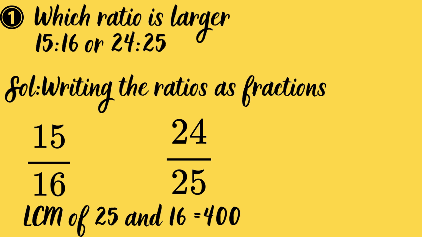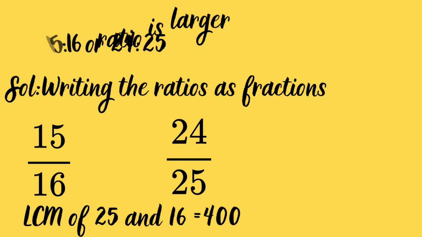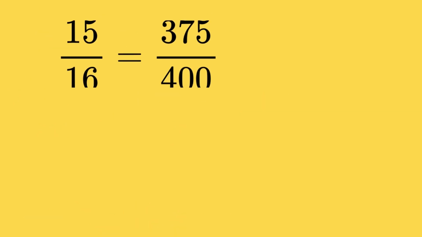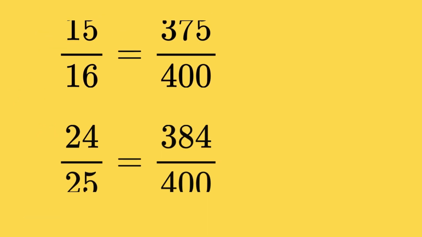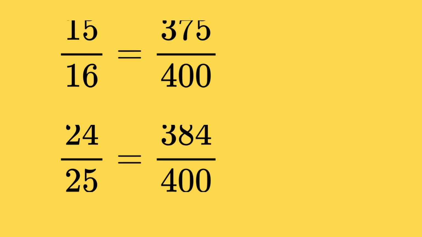Now let's take the LCM of the denominators, 16 and 25. So the LCM is 400. Now both the fractions have to be converted into equivalent fractions with denominator 400. Therefore, to convert 16 into 400, we have to multiply 16 by 25. Since we have to make them equivalent fractions, the numerator also has to be multiplied by 25. Therefore, 15 by 16 is 375 by 400.